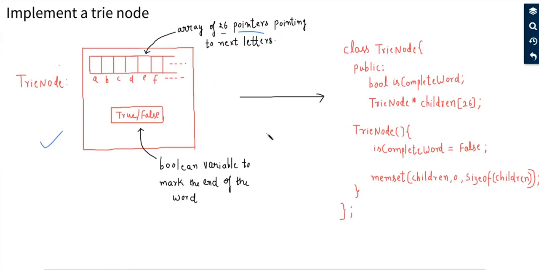Let's see how we can implement this trie node. So this is the class which represents a trie node. It contains a boolean variable which is used to mark the ending of the word, and an array of size 26, an array of pointers with size 26, and the pointers are of the same type as this class. Then this is the constructor for this class which initializes each boolean variable with false as a default value and all the pointers as 0 or null pointers. So this is how we implement a typical trie node.